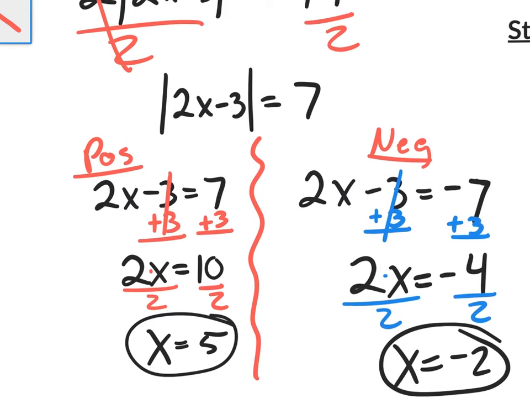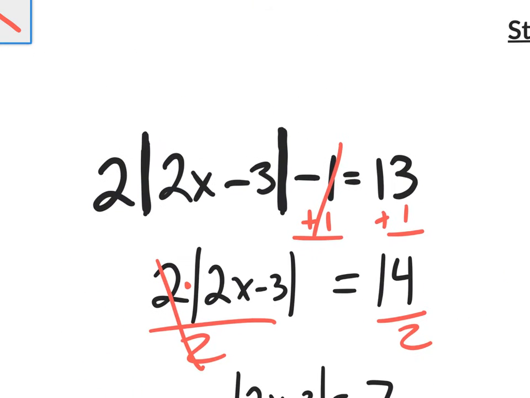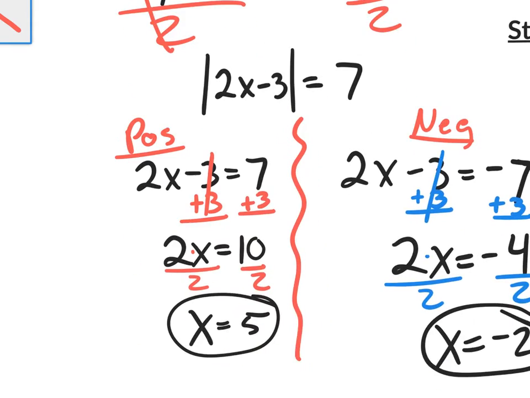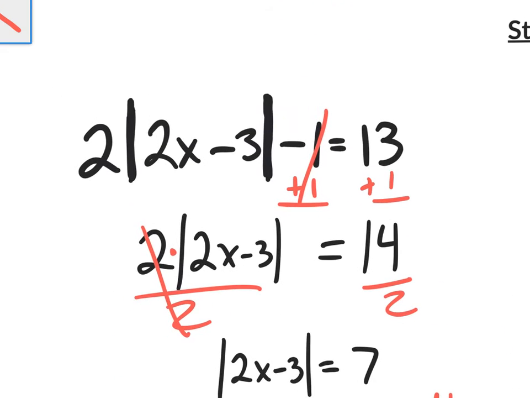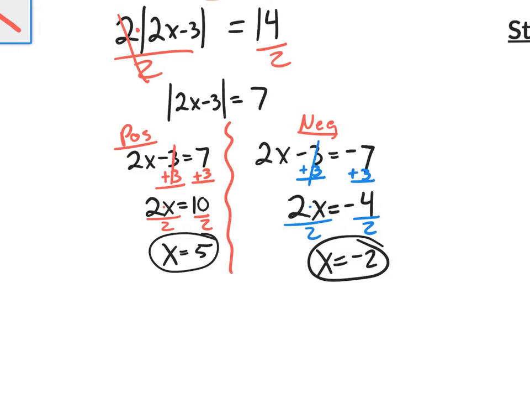So if I were to go back to the original and plug in the number 5 right in there, it will work. 2 times 5 is 10. 10 minus 3 is 7. 7 times 2 is 14. 14 take away 1 really is 13. If I plug in the other answer, negative 2, it'll also work. Plug in negative 2 right here, it'll be 2 times negative 2, that's negative 4. Negative 4 minus 3 is negative 7. The absolute value of negative 7 is 7. And then 2 times 7 is 14, minus 1 is 13. So both answers must be stated for you to get full credit.